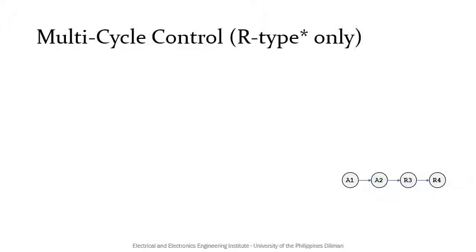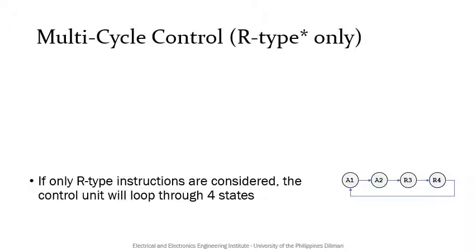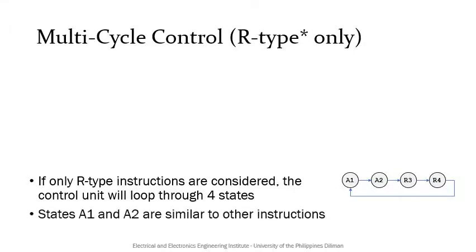file. Now, if we are expecting only R-type instructions, then the next instruction must also be an R-type instruction, and our control unit must loop through these 4 states. Note that states A1 and A2 are similar to the first 2 clock cycles of other instructions. That's why we named them as such, where A stands for all.